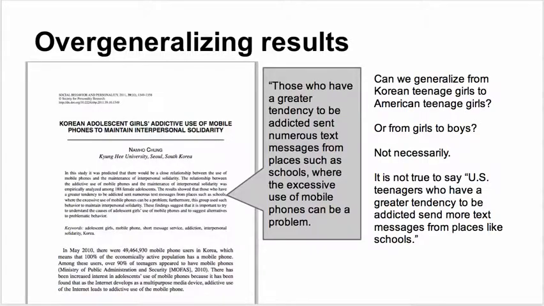One pitfall of primary research is overgeneralizing the results. So here's a study on the left: Korean adolescent girls' addictive use of mobile phones to maintain interpersonal solidarity. If you read the abstract at the top, you'll see that the authors claim their results show that those who have a greater tendency to be addicted sent numerous text messages from places such as schools where the excessive use of mobile phones can be a problem.